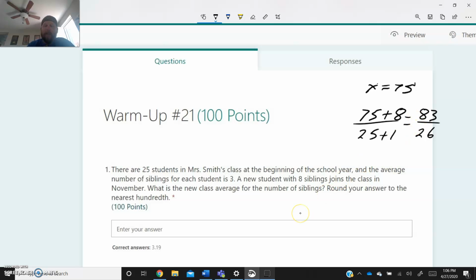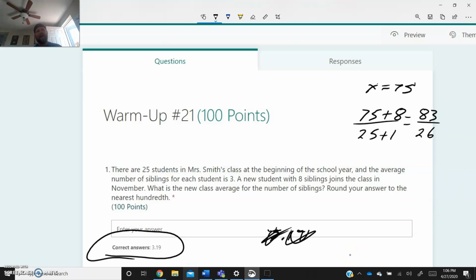When you divide this, your answer will end up being 3.19. That's a 3, my high quality pen from Amazon. The answer is going to be right down there at 3.19. That's when you divide the 83 by the 26. A little bit on the tougher side.